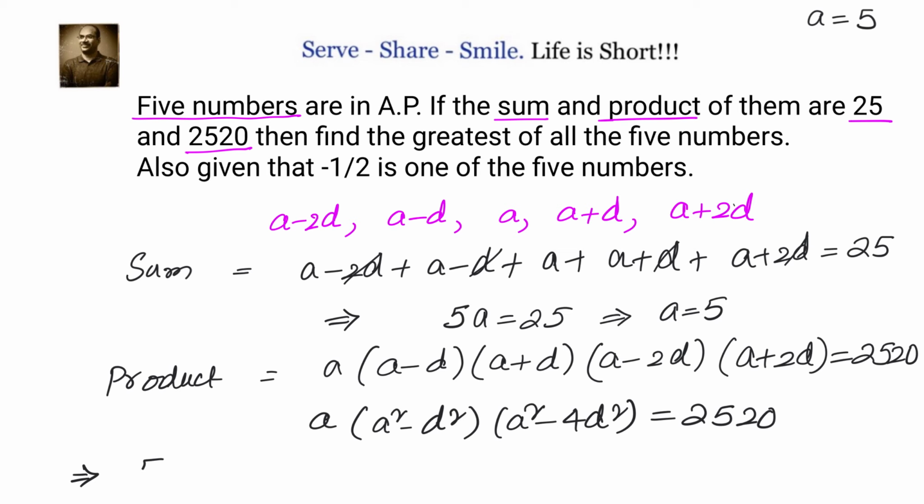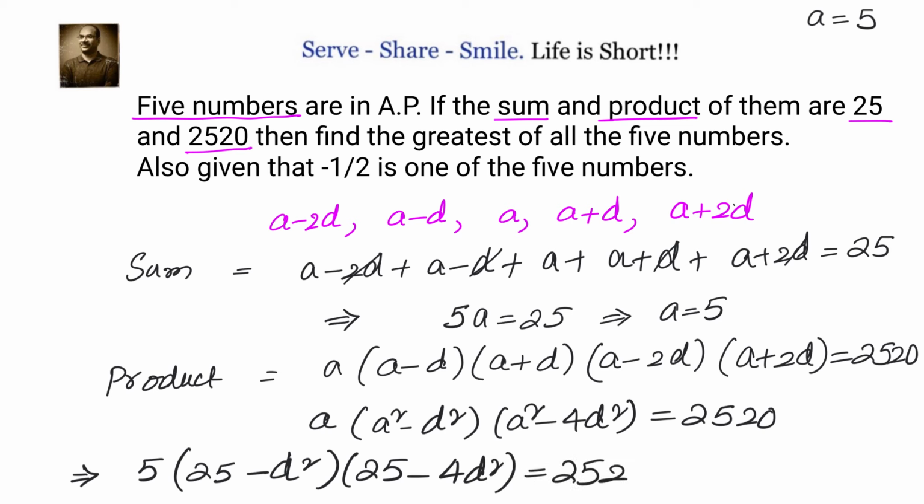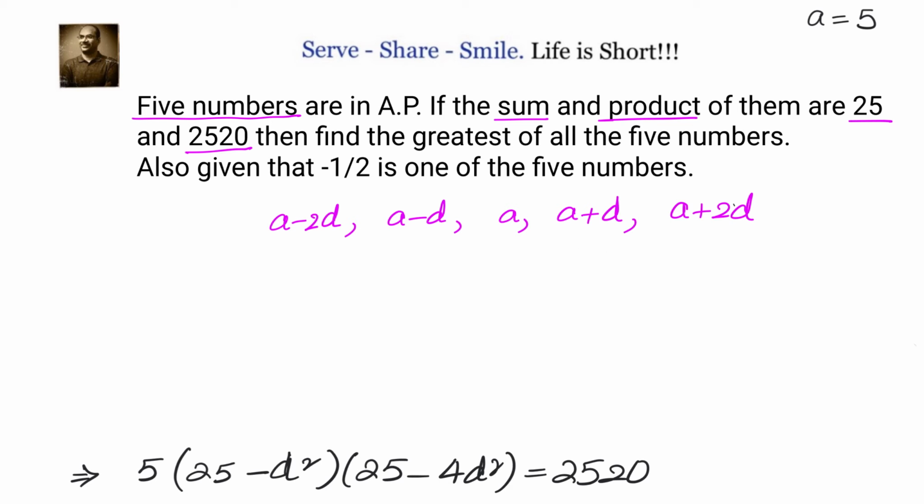Substitute a equals 5 in the next step. We will have 5 into 25 minus d square multiplied with 25 minus 4d square equals 2520. Simplifying that, we will have 25 minus d square into 25 minus 4d square equals 504.